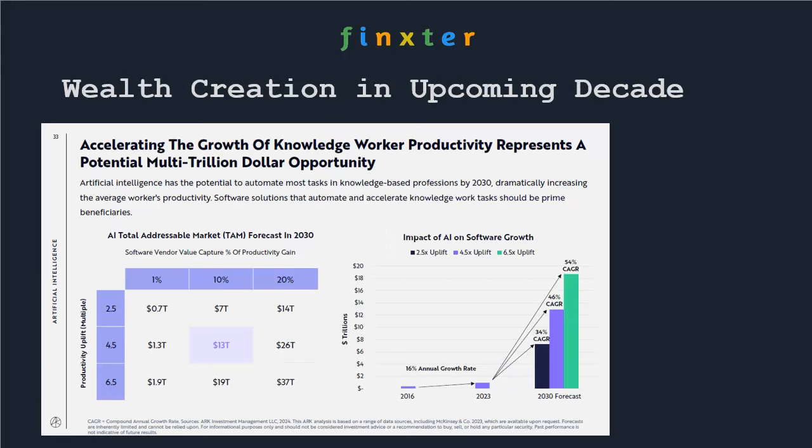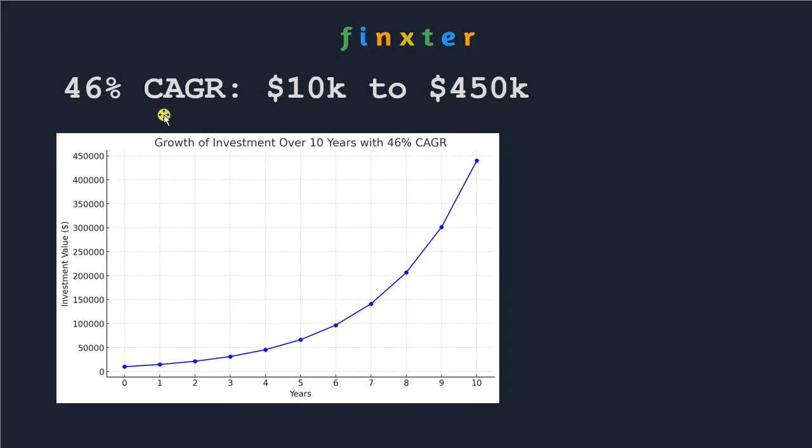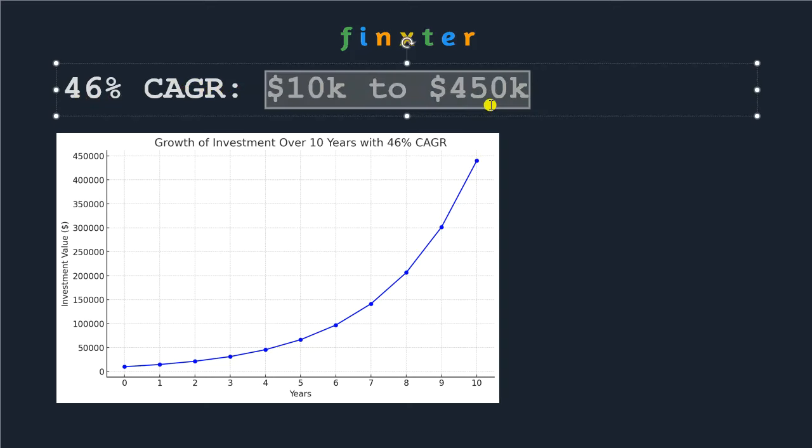If you look at the total addressable market of, say, AI, then we can see a 34% to 54% compound annual growth rate for, say, the next decade or so. If you calculate this, at a 46% compound annual growth rate, it goes from 10K to 450K.